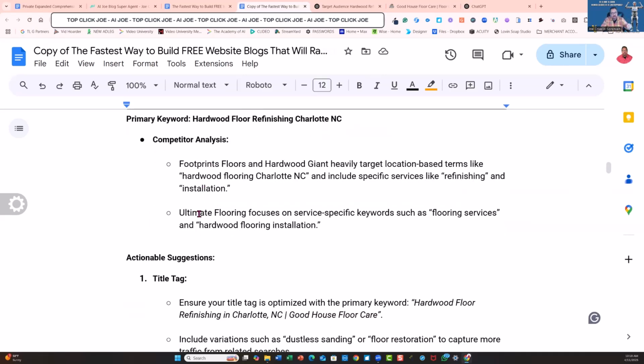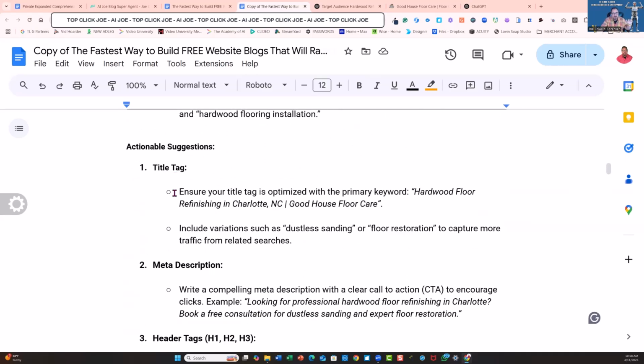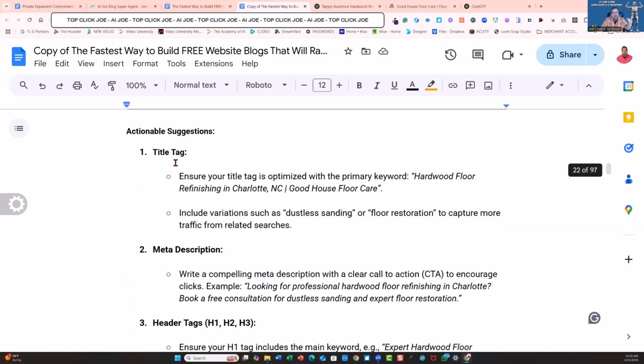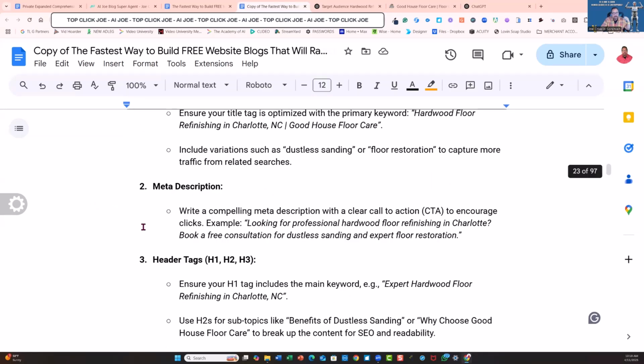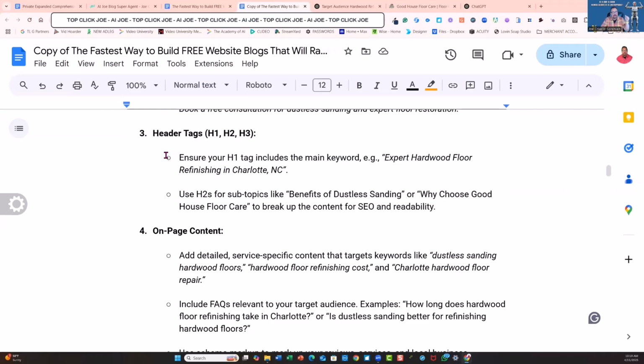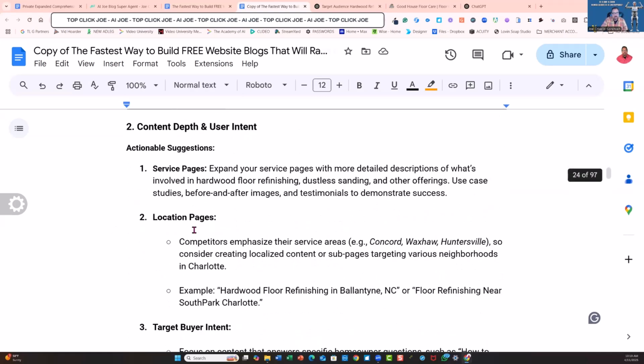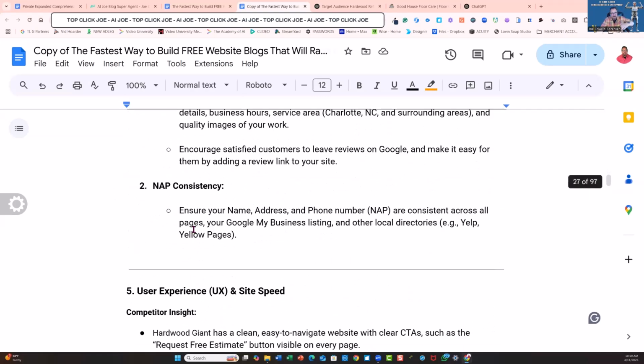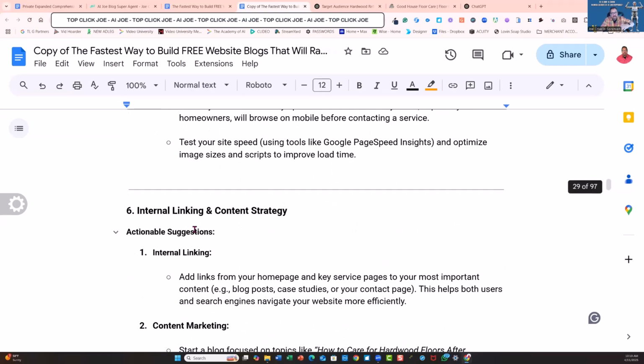There's footprints, there's ultimate flooring focuses. So it's showing the competitors, and it's showing, like, these are the title tags we should be using. This is a meta description we should be using to try to beat them. These are the H1s, the main keyword, the H2, the sub headlines, all of this going out, so on and so forth, all the way down. So now you're going to have all of this.